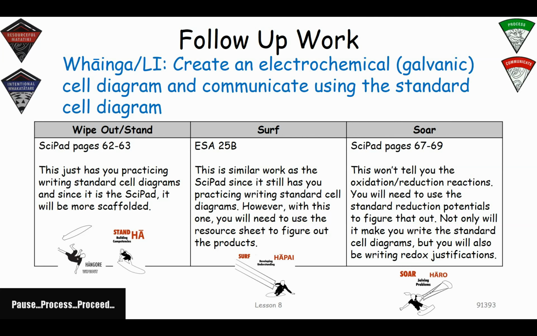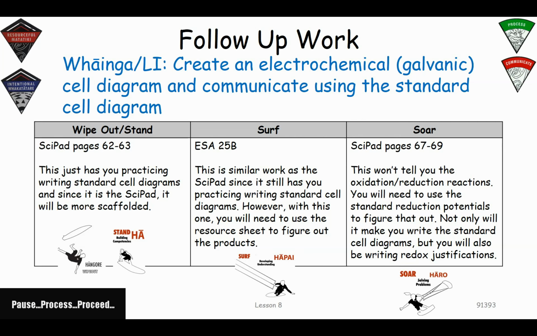It basically says, here is an example statement, and you need to write the standard cell diagram. You will need the resource sheet to figure out what the products are. They are kind, and they do tell you what is the oxidation and what's the reduction half, but you still need the resource sheet to figure out the products, because the products are not always told to you. The ESA 25B is really good if you want to practice doing the galvanic cell drawings and full write-up, because they're all examples of galvanic cells. So feel free to extend that and use it as more galvanic cell write-up practice.